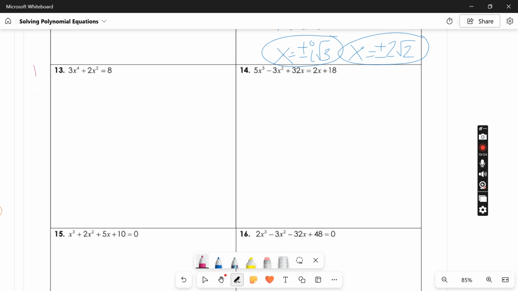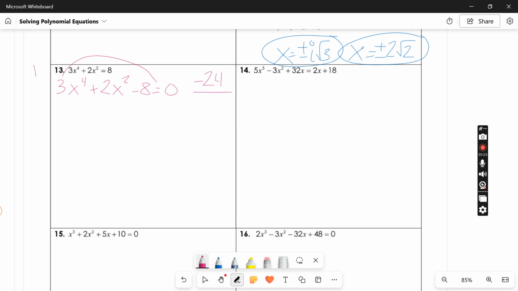On number 13, this one's not set equal to 0, so we do need to do that first. If I subtract that 8 from both sides, I get 3x to the 4th plus 2x squared minus 8 equals 0. Now this does not have a GCF, but it does have a number out front. So remember, when it doesn't have a GCF, but it does have a number out front, we do have to multiply these right here. So 3 times negative 8 would be negative 24.